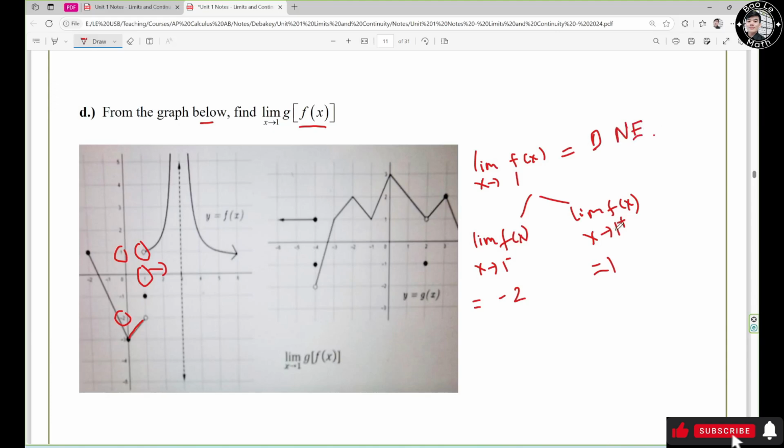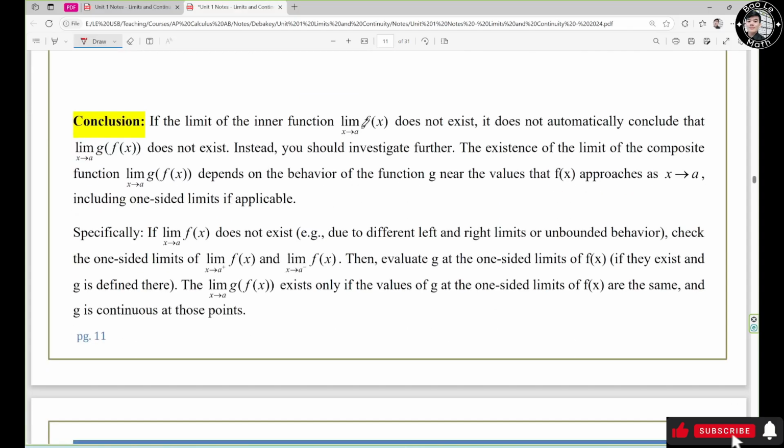Alright, now a lot of students make a mistake. They're going to say that the limit of the inner function does not exist, then this one does not exist. This is not the case. You need to get rid of this mistake. Alright, look at this one right here.